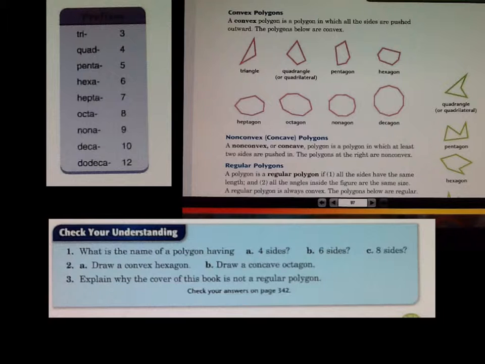Number 2 and number 3 you're going to do on your board right now. Number 2A, draw a convex hexagon. Think about what hex means and convex. Letter B, draw a concave octagon. And number 3, explain why the cover of this book is not a regular polygon. Go ahead and do that and then discuss as a class.